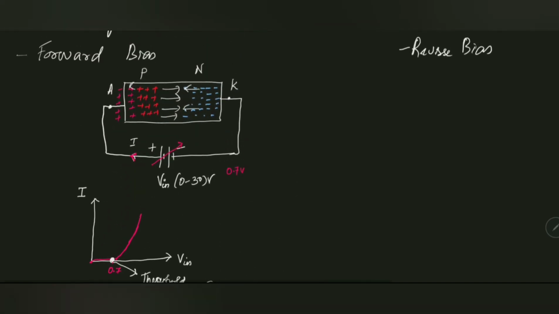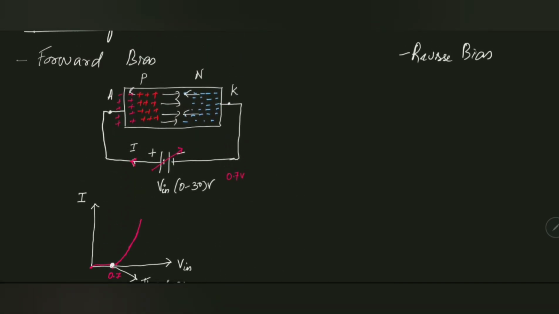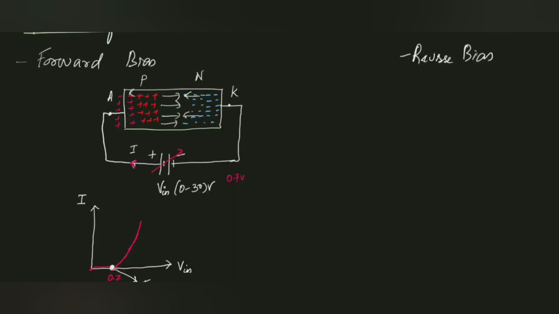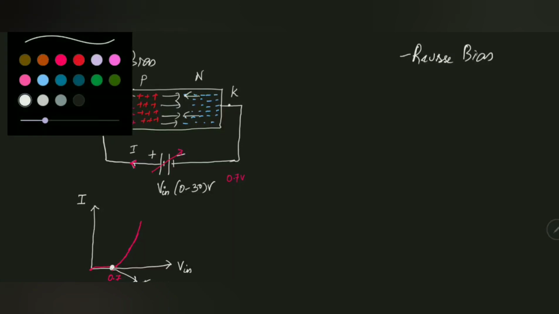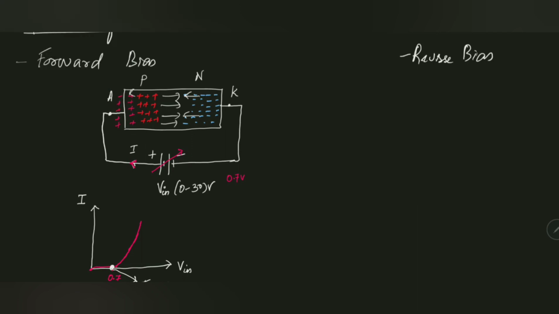Now let's see what the reverse bias condition is. By the name itself you can feel that the conduction is going to be reversed. That is, you are going to change the battery terminals and connect them in the opposite direction. So let me draw my p-n junction diode like this. This is my anode, the p-type, and this is the n-type.